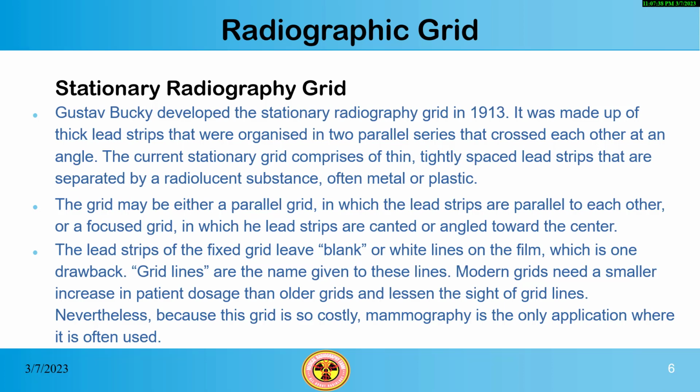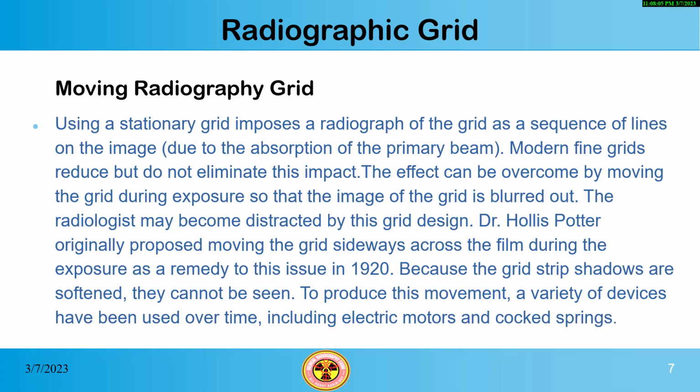The lead strips of the fixed grid leave blank or white lines on the film, which is one drawback. Grid lines are the name given to these lines. Modern grids need a smaller increase in patient dosage than older grids and lessen the sight of grid lines. Nevertheless, because this grid is so costly, mammography is the only application where it is often used.